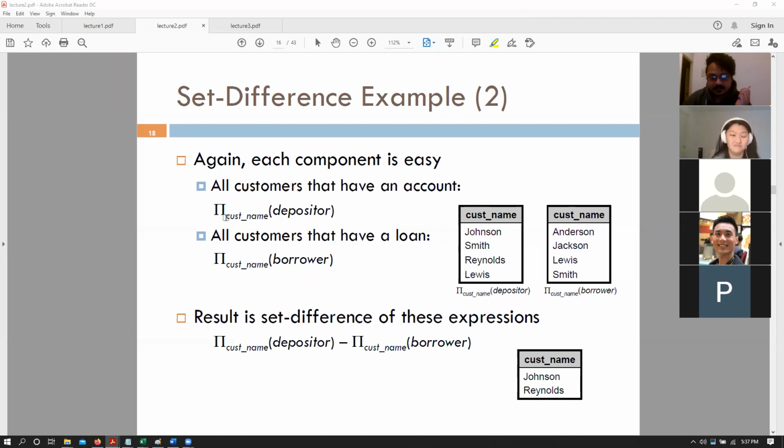So let's say that we have a relation where we want all depositors that are not borrowers, right? In that scenario, I would have customer name of depositor, customer name of borrower. I project down the customer name values and then subtract them to get the actual usernames, Johnson and Reynolds. We see that Smith and Lewis are both borrowers and depositors, so those get cut out and we are left with Johnson and Reynolds, who are account holders but not loan owners.